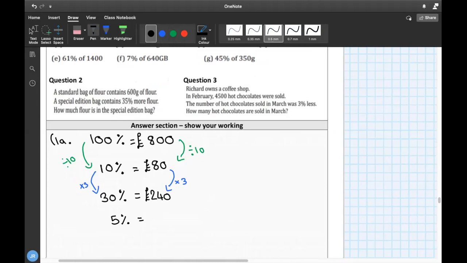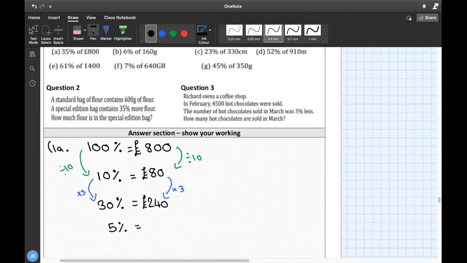Just going to scroll down a bit so we've got some more space. Okay, now, using my amounts I've got here, 100%, 10%, and 30%. How could I get from one of these to 5% nice and easy? I'm going to go from 10%. So from 10% all the way to 5%, what have I done there? I've halved it. I've divided by 2. So I'll need to do the same thing with this amount here and divide that by 2. 8 divided by 2 gives you 4. So 80 divided by 2 will give you 40.